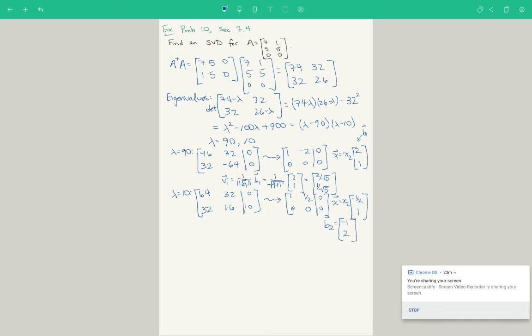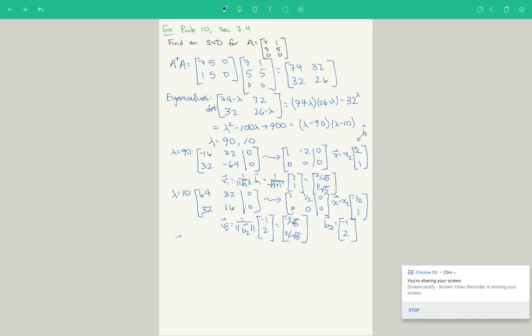But again, this is a problem, right? Because we want this to be unit sized. So for our v2, we want this to be a unit vector. So we'll divide again by the length and multiply by b2 itself. And similar to last time, the length is going to be square root of 5. So this will be minus 1 over the square root of 5, 2 over the square root of 5. And because A transpose A is symmetric, these are automatically orthogonal because they belong to different eigenspaces. So these are automatically orthogonal, and we scaled them to make them orthonormal.